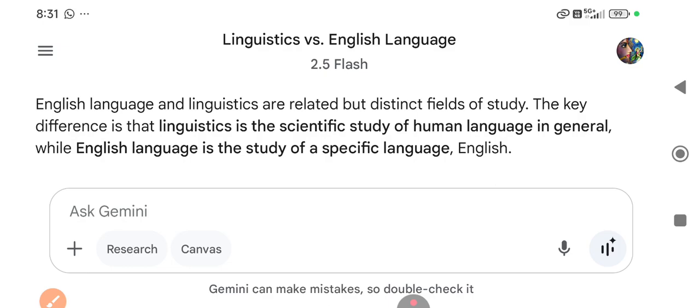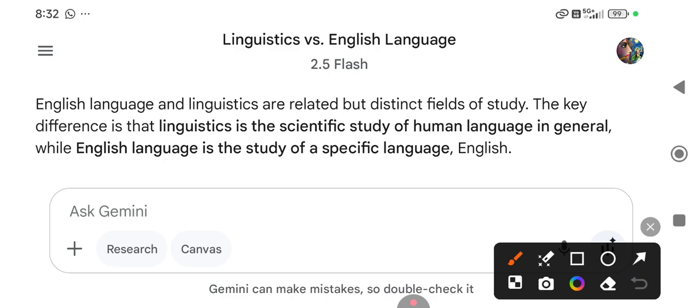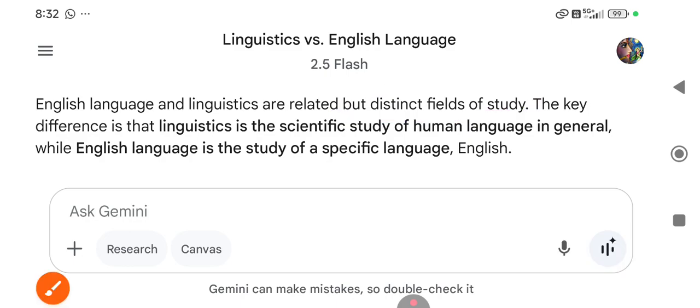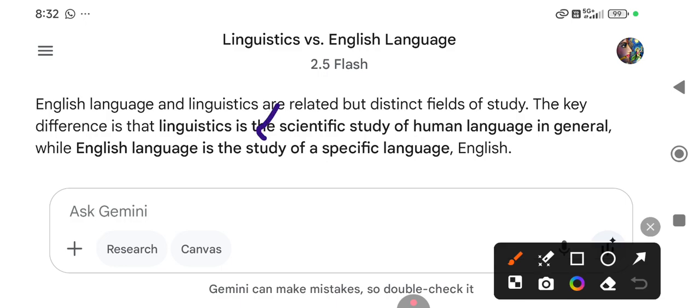English language and linguistics are related but distinct fields of study, right? Please take care. The key difference is that linguistics is the scientific study of human language. We know that. It's not a normal study. That is scientific study, and for human language, any language.